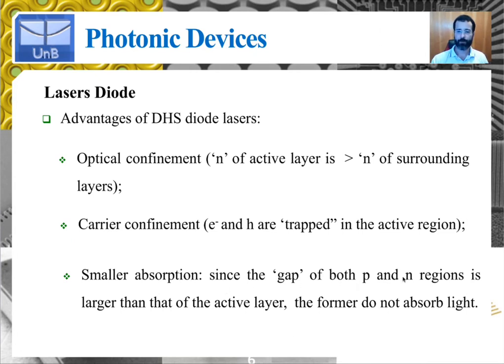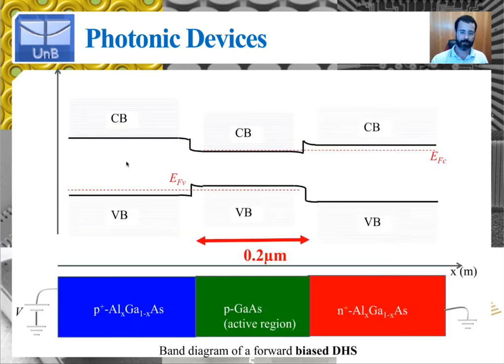Since the gap of both P and N, heavily doped P and N regions, is larger than that of the active layer, the former do not absorb light. The former meaning the outside layers here. So basically we're saying that the emission will happen because an electron in the active region will recombine with a hole in the same region, right? And the energy of the emitted photon, as we've mentioned, is going to be equal to the delta E, which is close to the gap in this middle layer right here, the active layer.